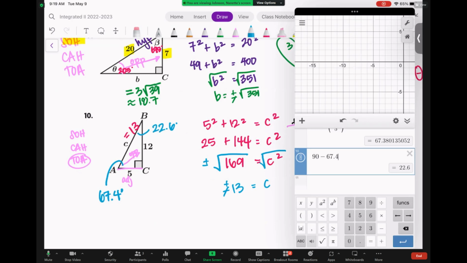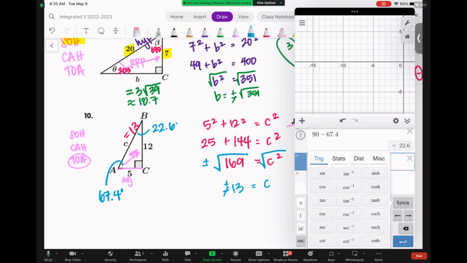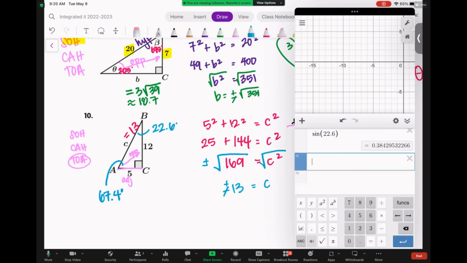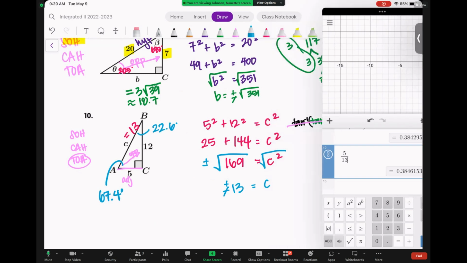And then the last thing I want to do is make sure that 22.6 degrees really fits. So I would probably use sine. I'll go sine of 22.6 degrees and then compare that to sine, which would be 5 over 13. I'm just checking my answer. I like checking my answer to make sure that I'm right. And so I got the exact same digits up until the thousandth. And so I'm pretty satisfied with that. And so there goes my answers.